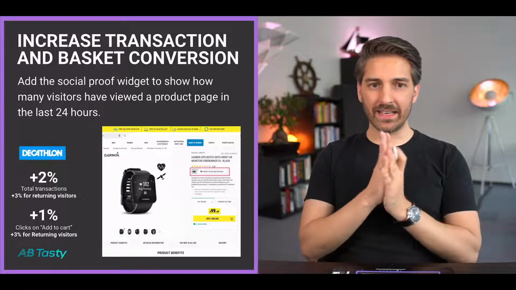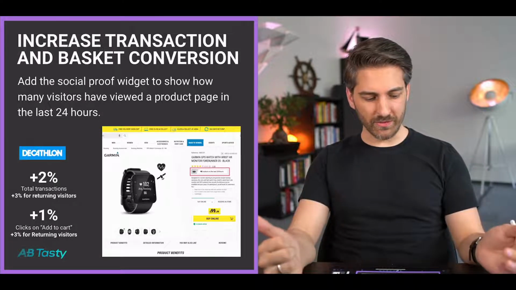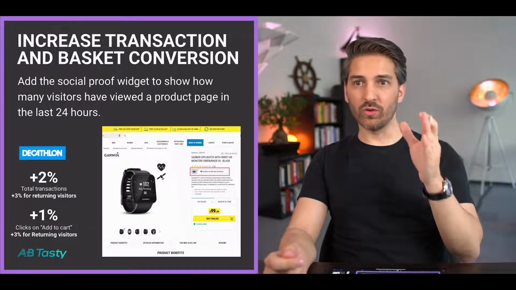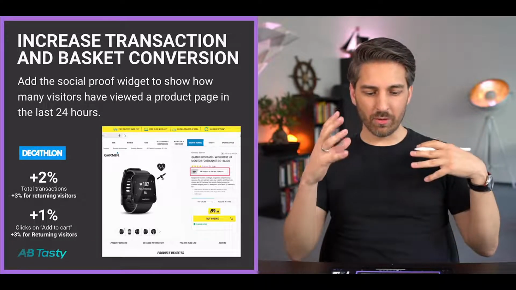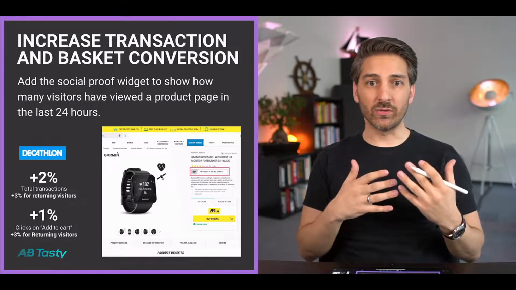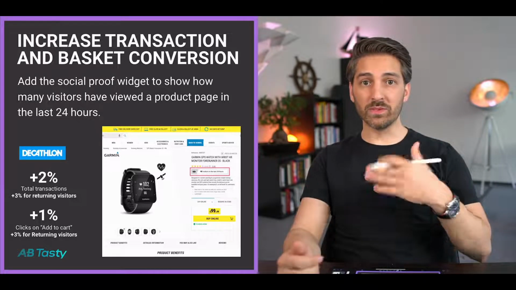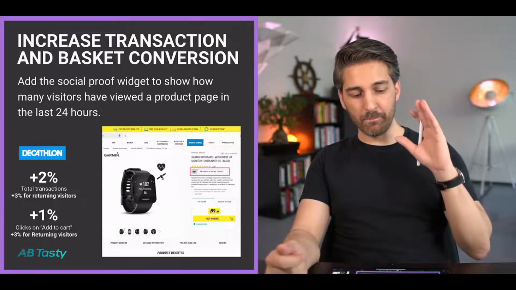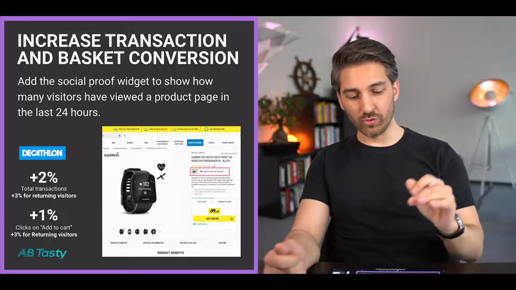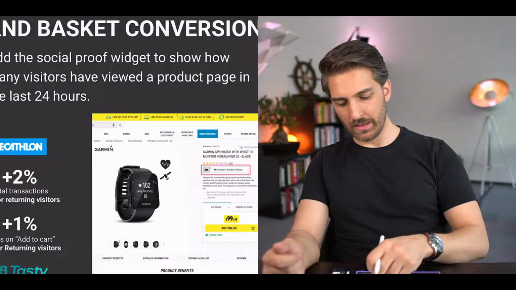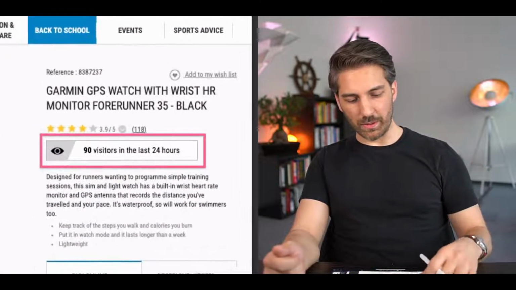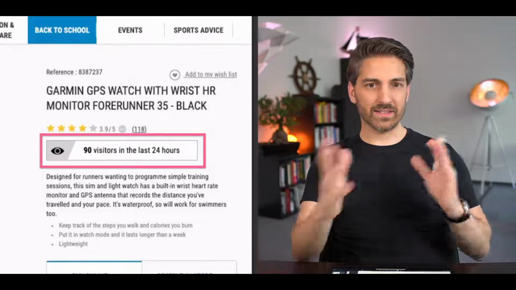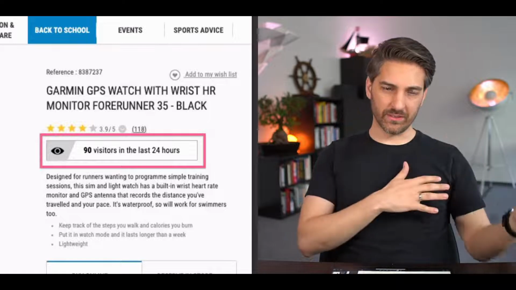Let's look at this case study that was provided by our sponsor, AB Tasty. Here we have the goal to increase the number of transactions and basket conversions in an e-commerce scenario. Most of us here in Germany know the brand Decathlon, and in this case, the idea was to add a social proof widget. Let me show you. It shows on the website for people who have been here in the past 24 hours, so it's only for returning visitors.